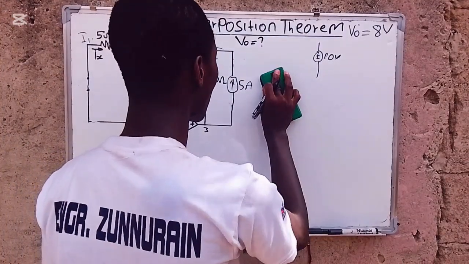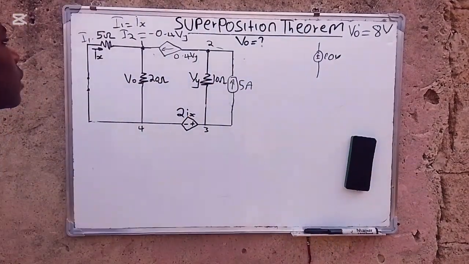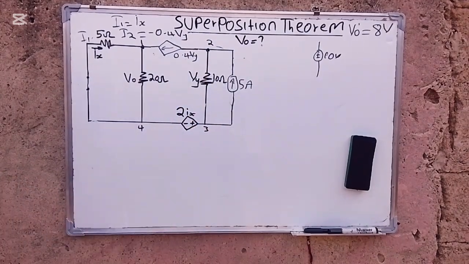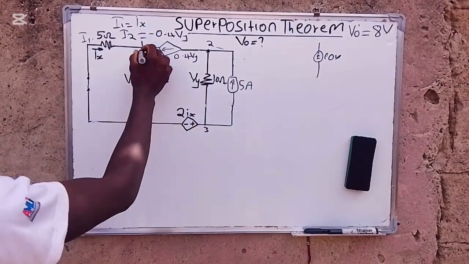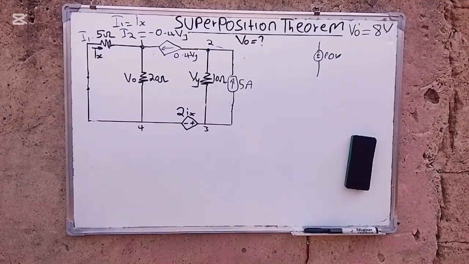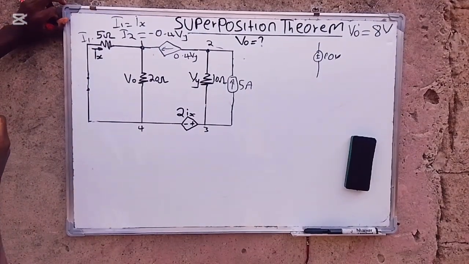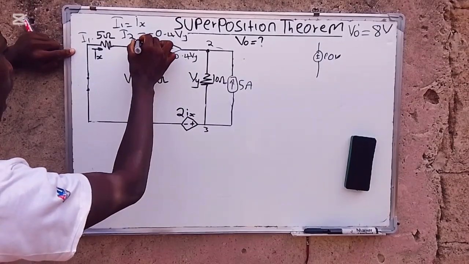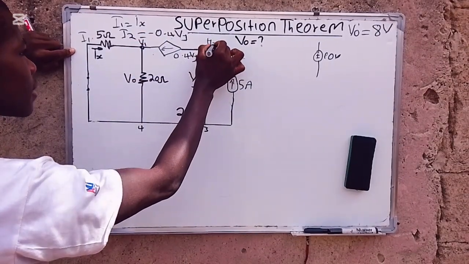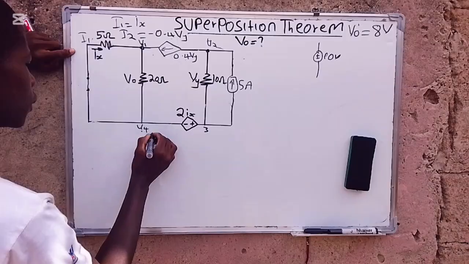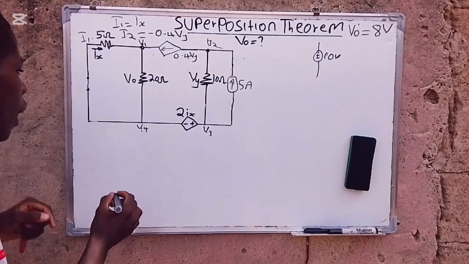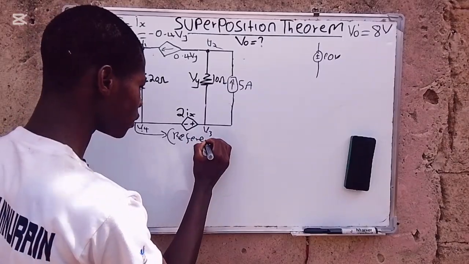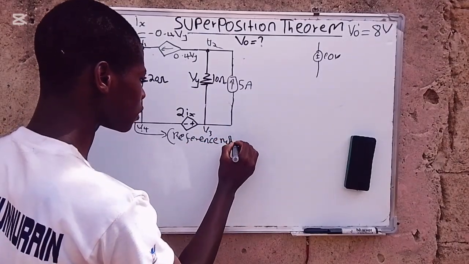So I have to use the nodal analysis. Let me call this V1, this V2, this V3 and V4. From node 1, this is the same thing as V1, this is the same thing as V2, this the same thing as V4, this the same thing as V3. But you have to know that V4 is a reference node.